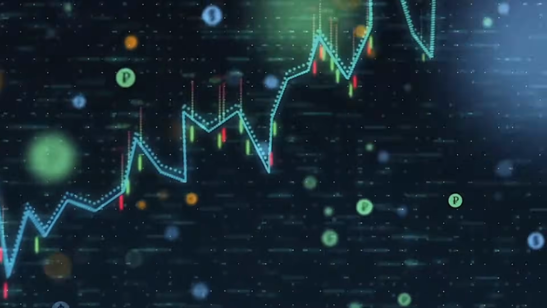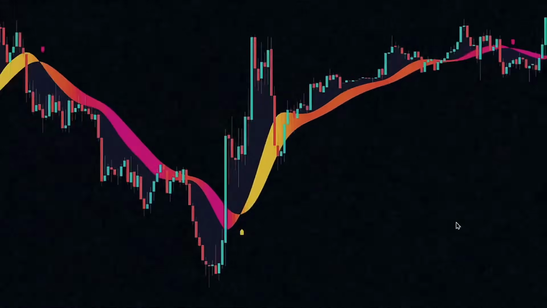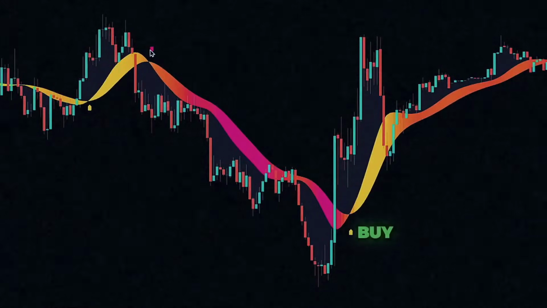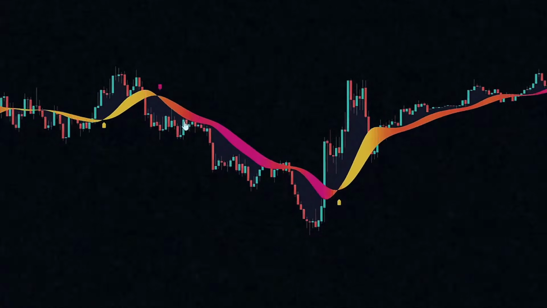Next, we're going to talk about how we can use this indicator to trade. One of the simplest methods for trading with the default settings is to treat these up and down arrows as buy and sell signals because they clearly indicate short-term trend shifts in the market.